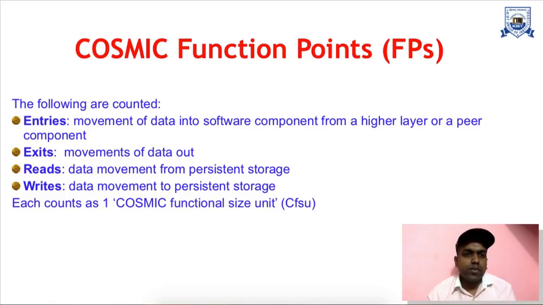So these are the four counts. On the basis of these, we calculate the function points, and each count is counted as one COSMIC function size unit. So its unit is CFSU, that is, COSMIC function size unit. On each functionality, each count we consider as 1, and we calculate like this.